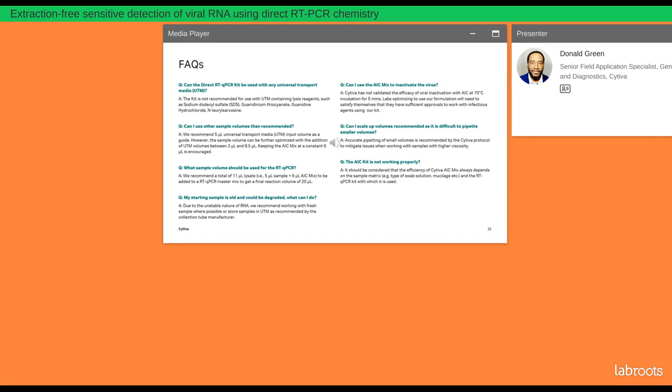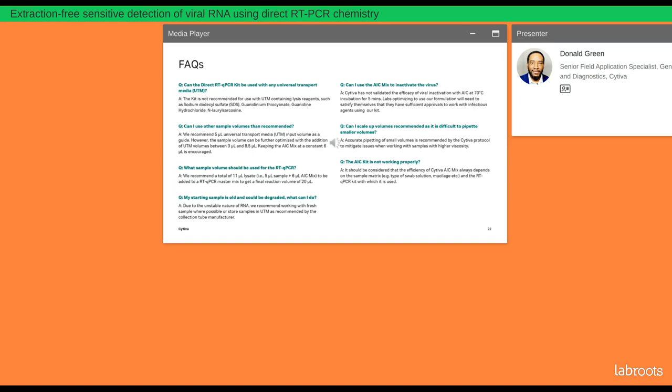Can I use the AIC mix to inactivate the virus? Cytiva has not validated the efficacy of viral inactivation within the AIC at 70 degrees, incubation time for 5 minutes. Labs optimizing to use our formulation would need to satisfy themselves that they have sufficient approvals to work with infectious agents using our kits.